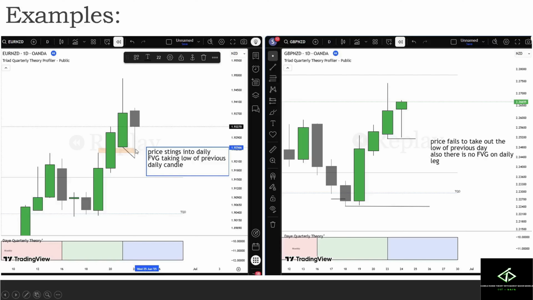But suppose this price came here, it does not create any SMT and it doesn't give any lower time frame signatures to go up. So what will happen? This price will close below this fair value gap. In that case, what will happen?